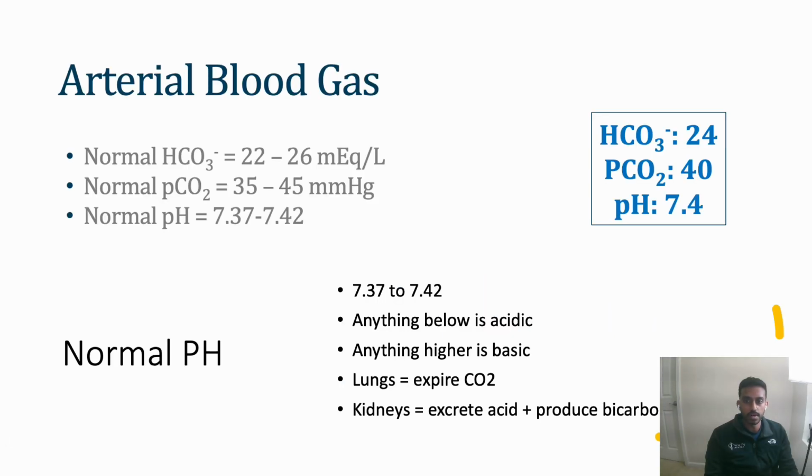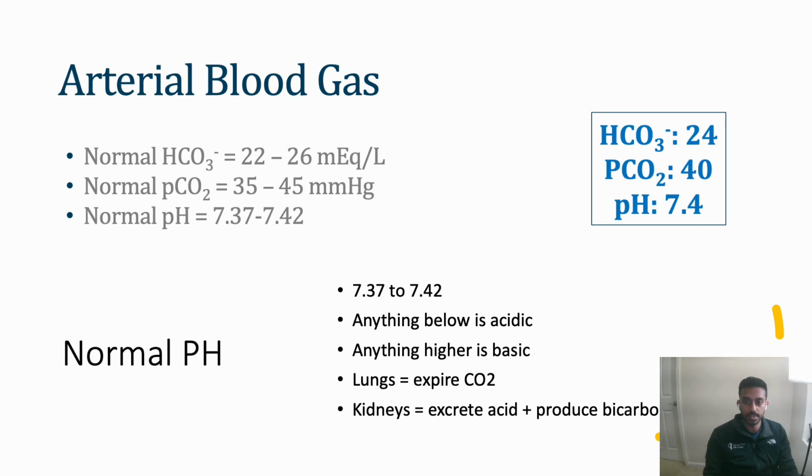So, as we know, your blood has a certain pH level, and your body's regulatory mechanisms are working to regulate the pH through acids, bases, buffers, and respiratory and kidney function. The normal range is 7.37 to 7.42. Anything below that range is acidic, anything higher is basic. Lungs adjust pH by expiring CO2. Kidneys adjust pH by absorbing or excreting acids and bicarbonate.